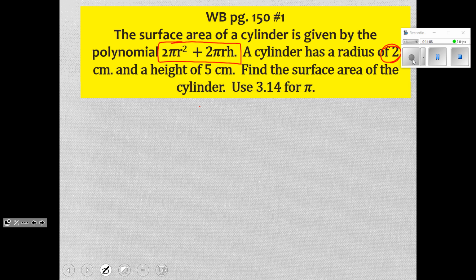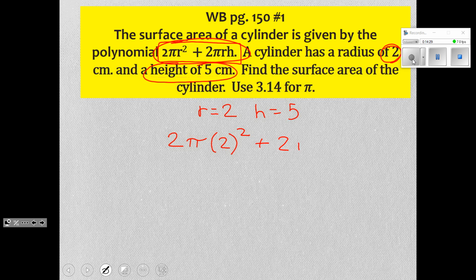Notice they're giving you the numbers to plug in. Radius of 2, so your r is 2. Height of 5, so your h is 5. And they've given you the equation to plug it into. So you're just going to plug it in and solve. So it would be 2 times pi times radius, which was 2, squared. I'm just following the equation up here. Plus 2 times pi times the radius, which was 2, times the height, which is 5. So they've given you all the information up here. You're just plugging it in.